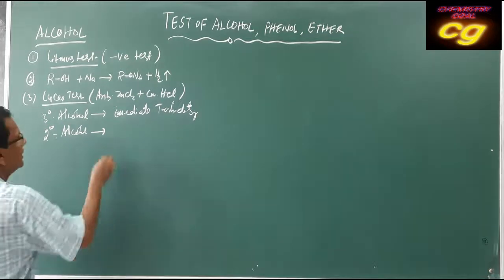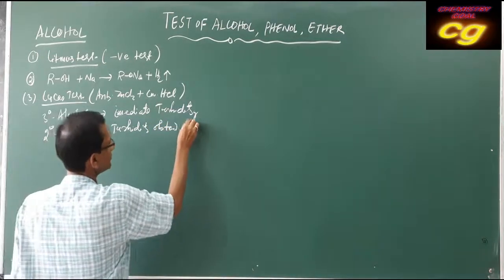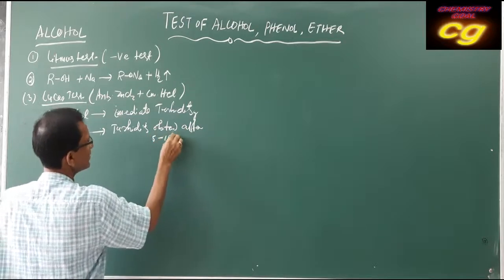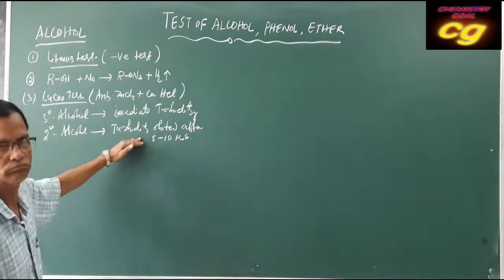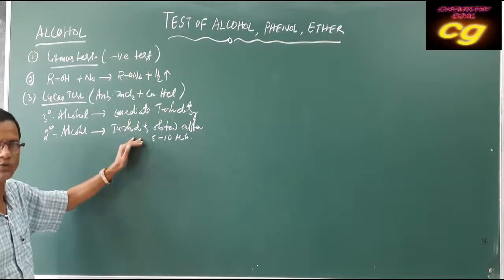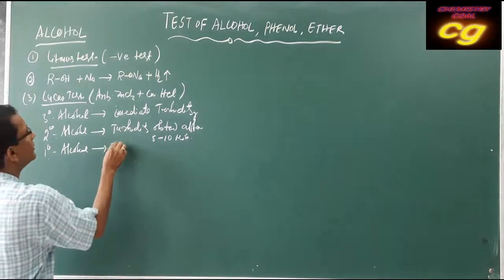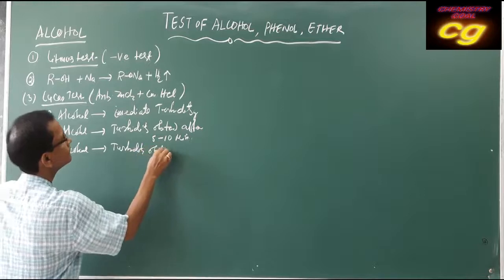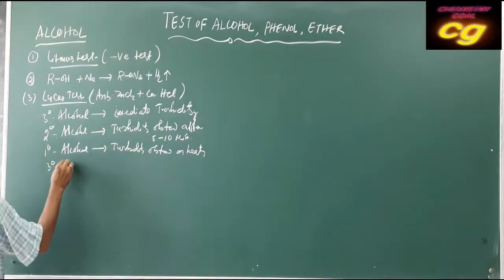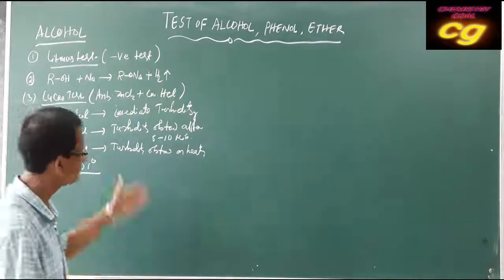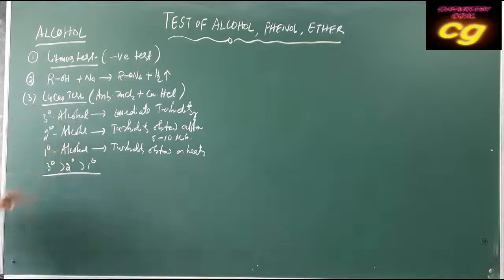Then secondary alcohol with Lucas reagent: turbidity is obtained after 5 to 10 minutes. That means the reaction of secondary alcohol towards Lucas reagent is slow. And for primary alcohol, turbidity is obtained on heating. That indicates the reactivity order is tertiary greater than secondary greater than primary. So this is a very important observation of alcohol in the Lucas test.